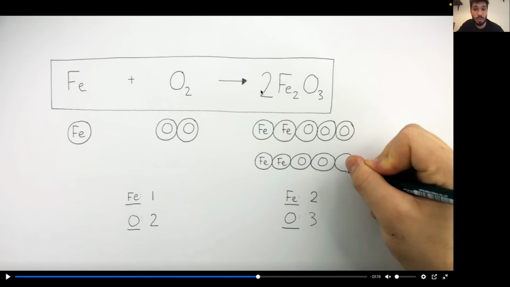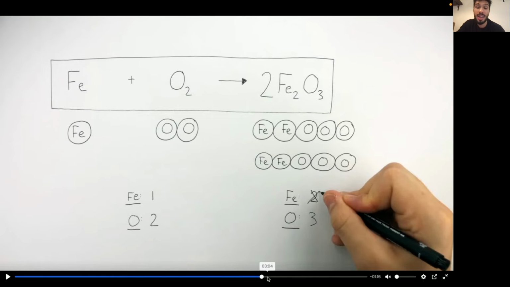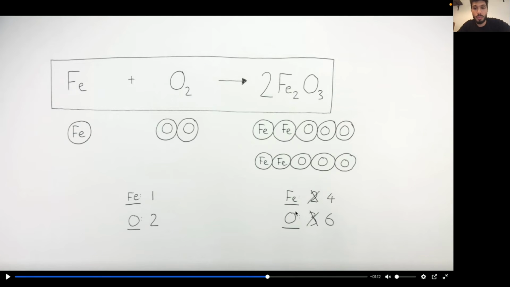Now, this is really simple mathematics, simple numeracy. 2 times 2 means there are 4 iron atoms. 2 times 3 means there are 6 oxygen atoms. Chemistry, the maths in chemistry is actually really easy. It's just about remembering what to do. That's what makes it difficult.